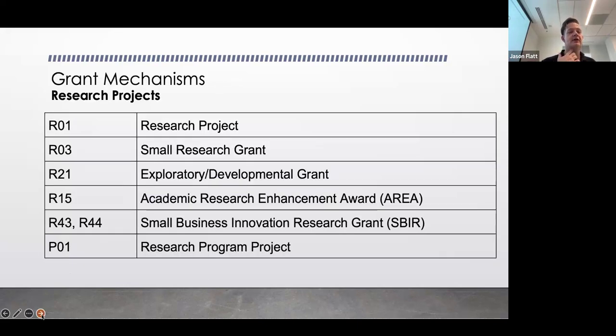Next, I wanted to talk a little bit about the NIH grant mechanisms to give you a little background and some things to consider. So I'm starting first with research projects. These have different requirements, so think about your area in terms of your progression in your career. An R01 is sort of the gold standard grant.